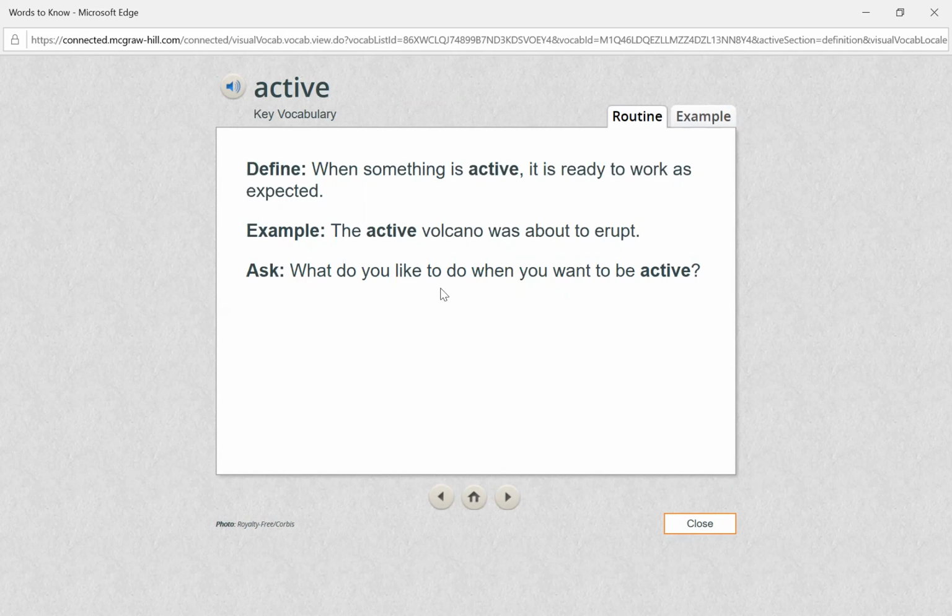So going back to the routine card, think, what do you like to do when you want to be active? I want you to take just a couple seconds and you can share with someone nearby you, or if you want, you can write it down and then share with someone later. And then we're going to move on to the next word.